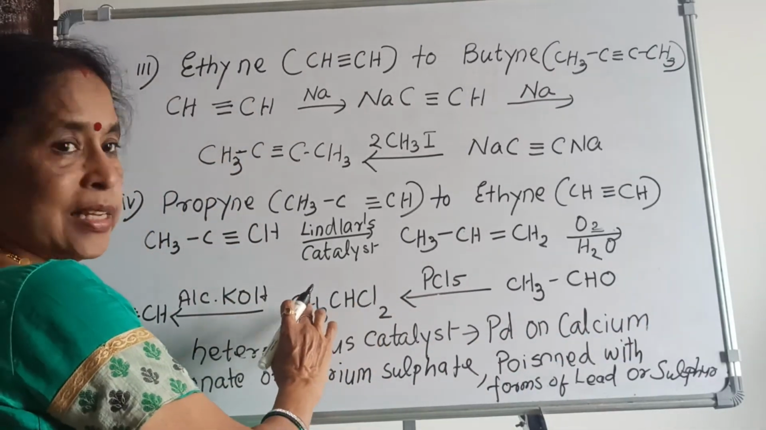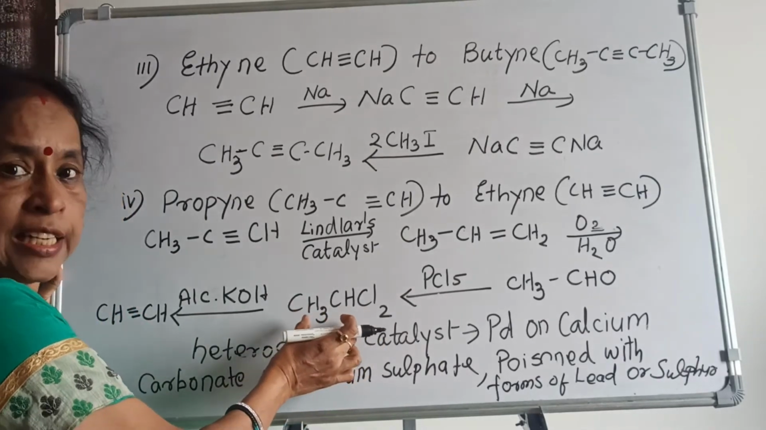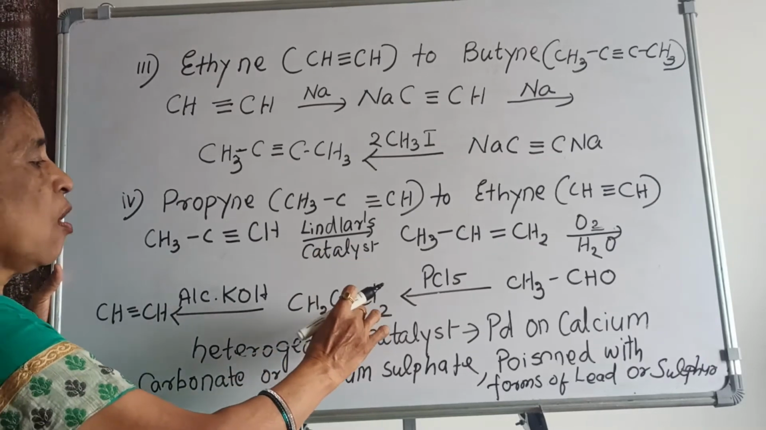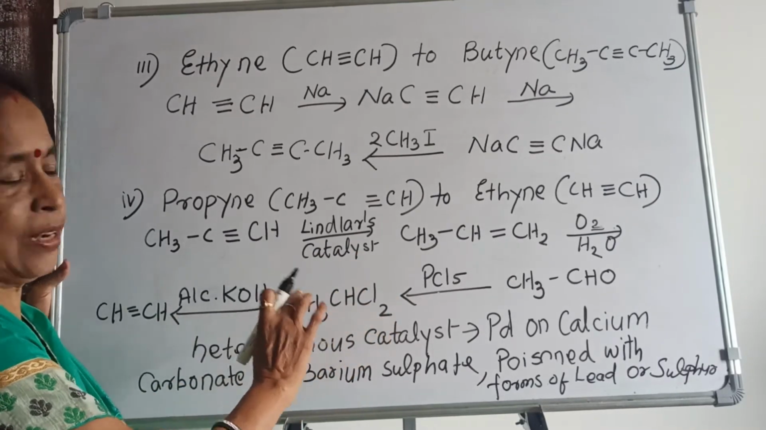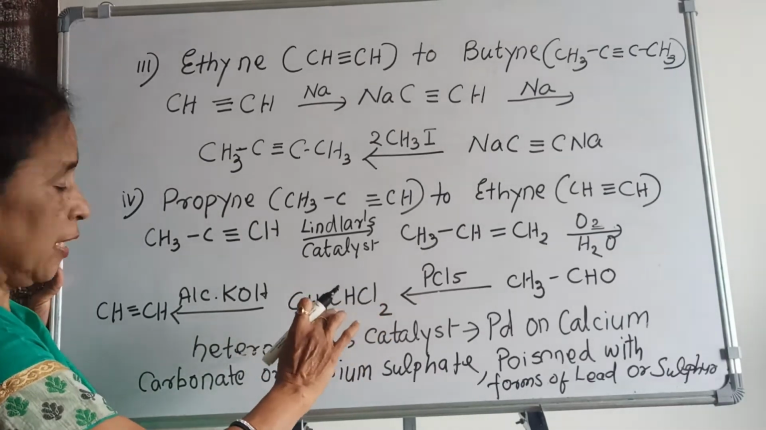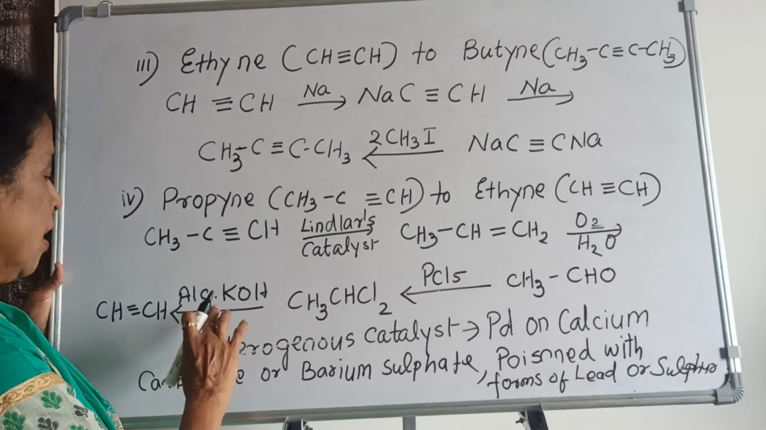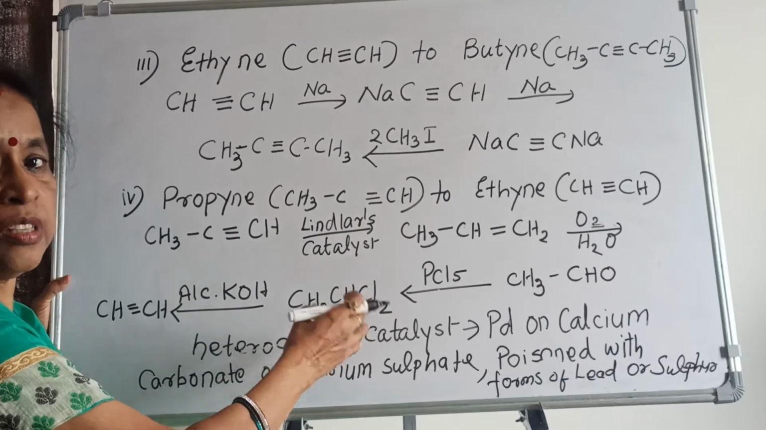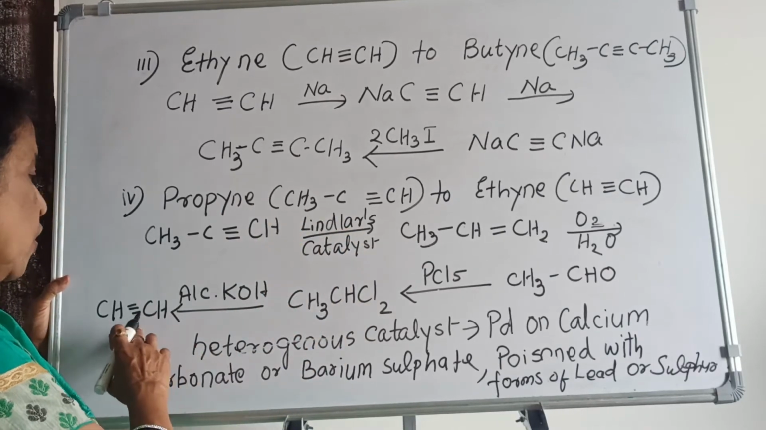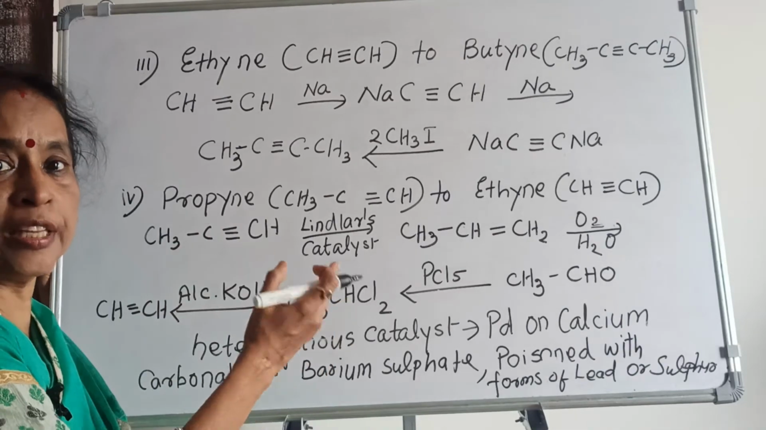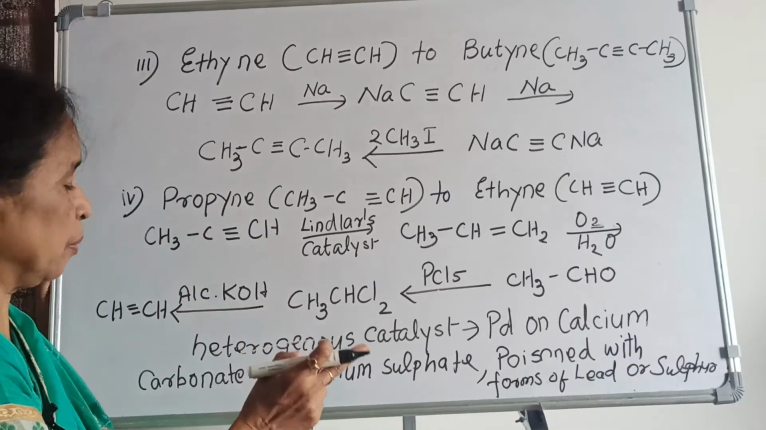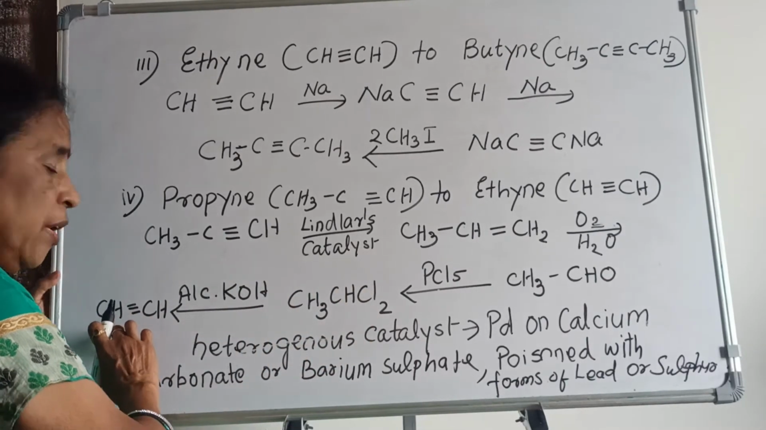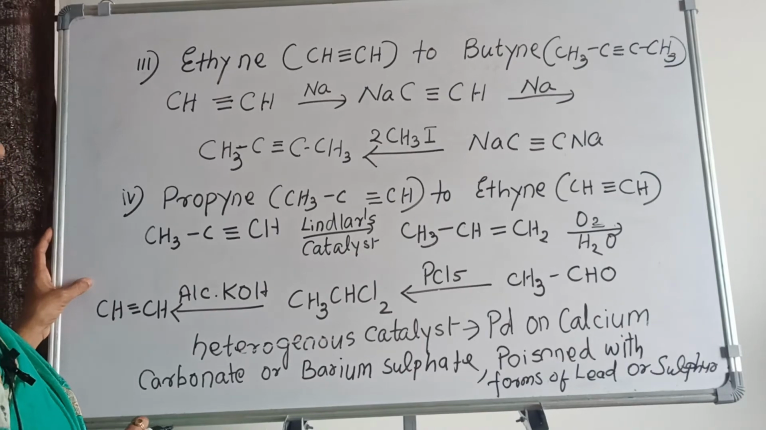What is the name? CH3CHCl2. Actually it is derived from ethane, but two chlorines are replaced, so it is called dichloroethane. Then alcoholic KOH. With any bromination or chlorination, when it reacts with alcoholic KOH, if two chlorine or two bromine, it gives a triple bond. If one chloro or one bromine, then it is a double bond. Since there are two chlorine atoms, it gives acetylene, or you can say ethyne. I hope it is clear.